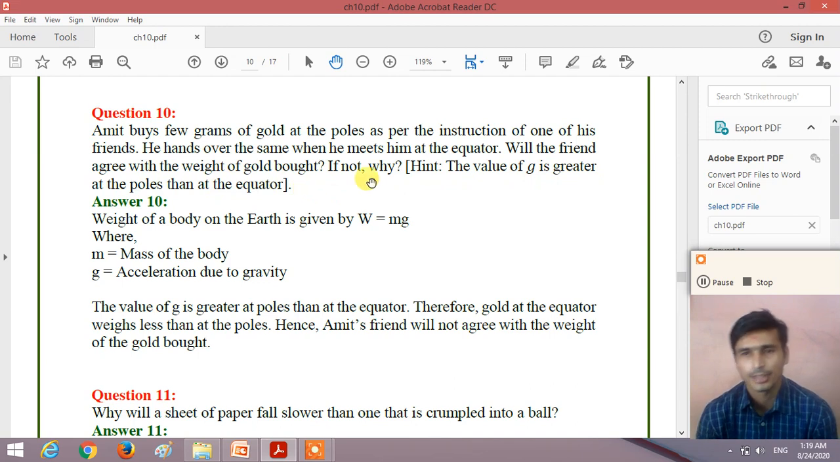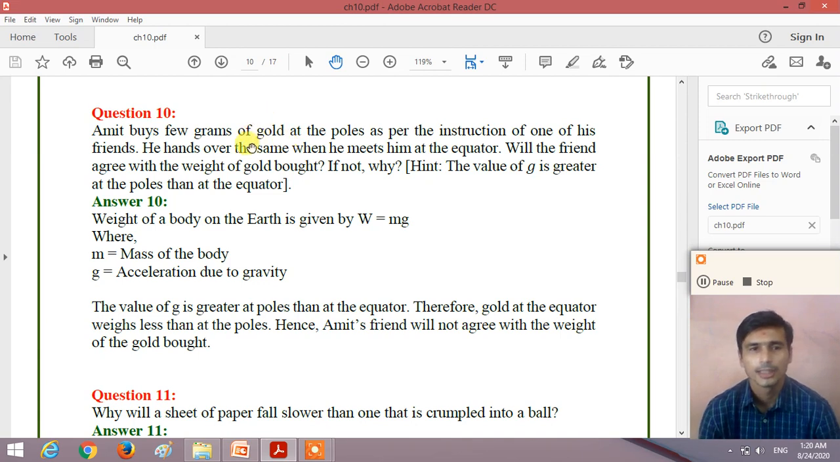Here, dear student, we know that the value of the gravitational acceleration changes as per the radius of the earth. Earth is not a completely perfect sphere. The radius of the earth is smaller at the pole and larger at the equator. So the value of the gravitational acceleration g is greater at the pole compared to the equator. So Amit buys a few grams of gold.